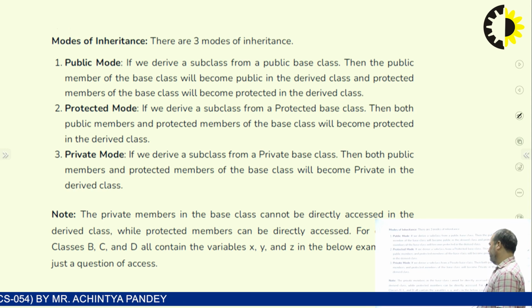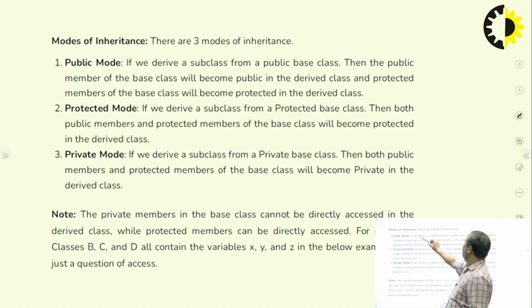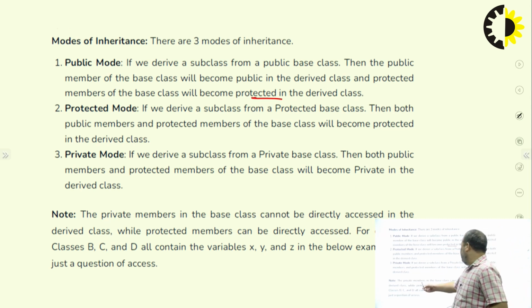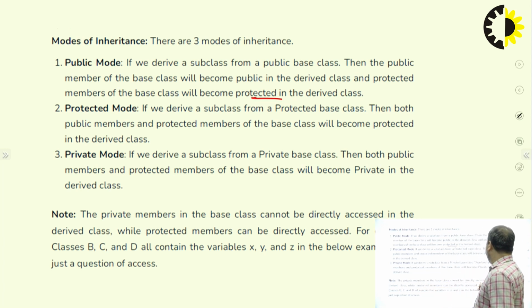If it is public mode, and we derive a subclass from a public base class, then the public member of the base class will become public in the derived class, and the protected member of the base class will become protected in the derived class. So if the base class has public members, they can be directly accessed by the object of the derived class. The private members in the base class cannot be directly accessed in the derived class, while protected members can be.